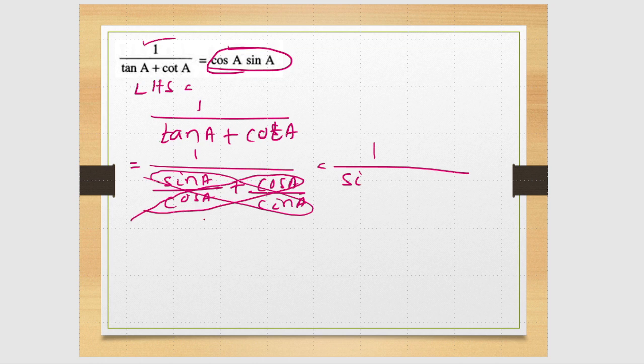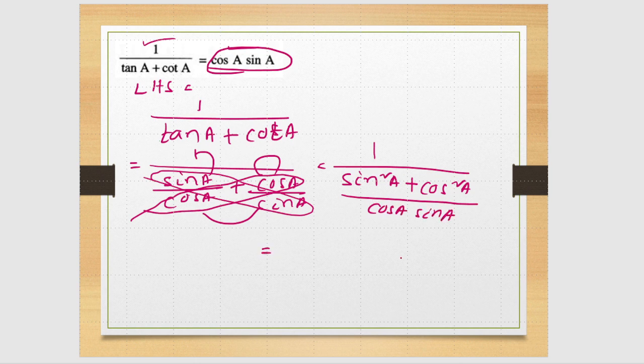Okay, so making the butterfly method, if you want you can tell me, so I can explain to you what this butterfly method is. Okay, so this will come sin square A plus cos square A by cos A sin A. Okay, now do the reciprocal. Cos A sin A by sin square A plus cos square A.